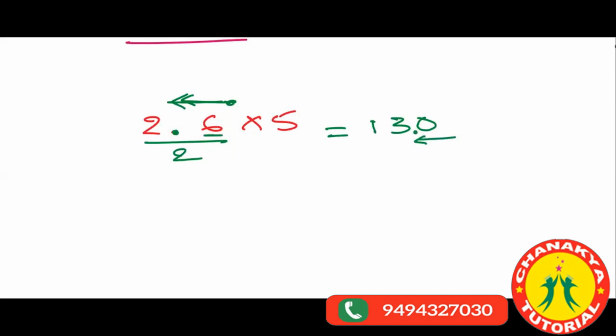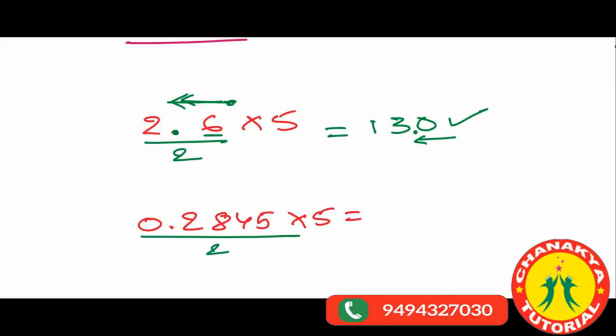Got it? Yes, sir. So the answer for this question is 13. Suppose it is 0.2845 into 5. Now divide this number by 2. Simply ignore the decimal and tell the answer.